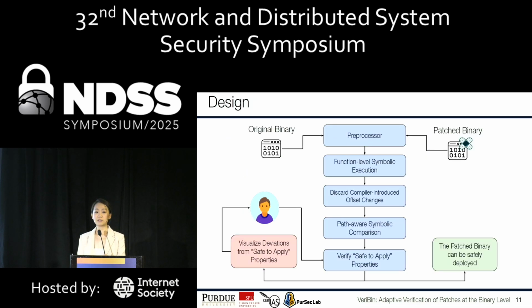Here is an overview design of VeriBin. We start from the original and patched binary, and then the preprocessor step will extract some static information from the binary, including the matching functions, matching basic blocks, and function signatures. Then we enter our first phase, patch-aware symbolic execution, which I will explain in detail in the following slides.